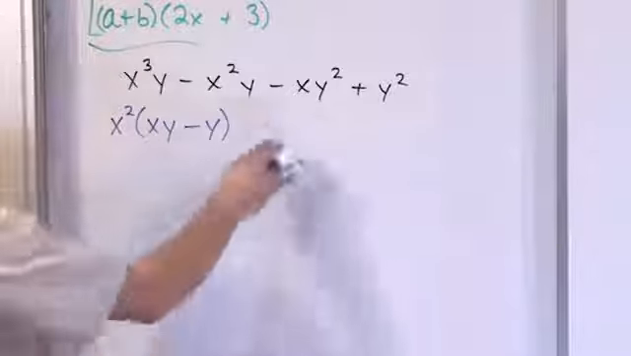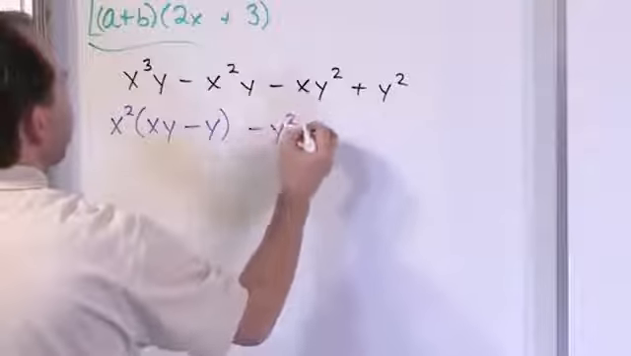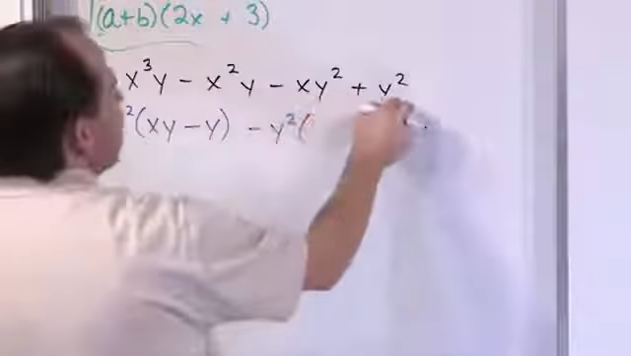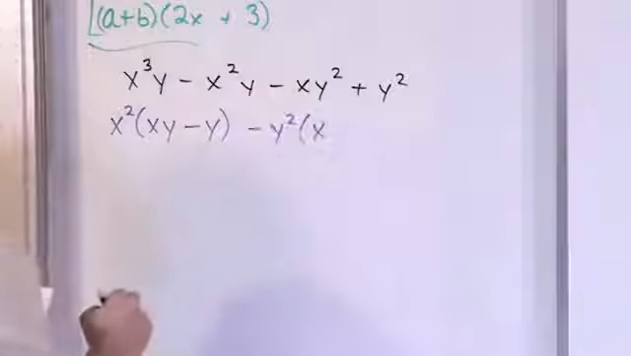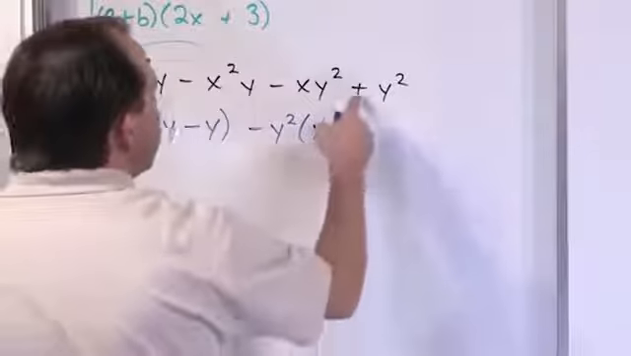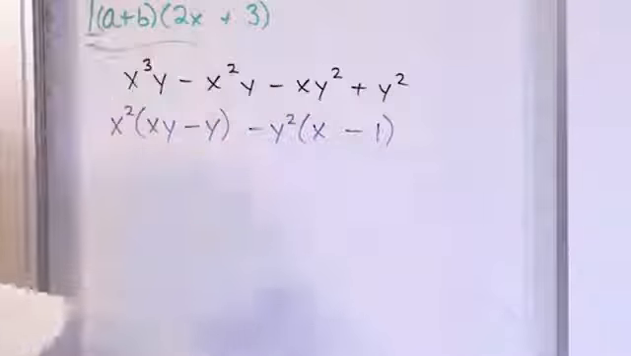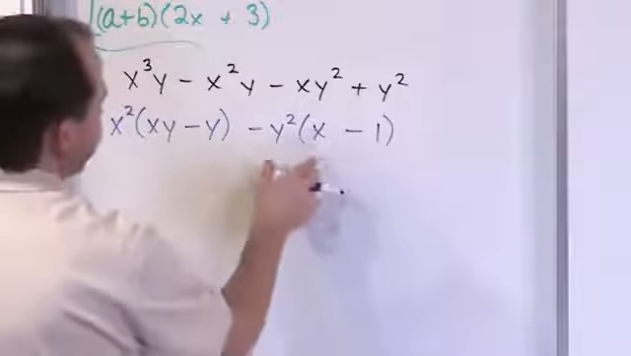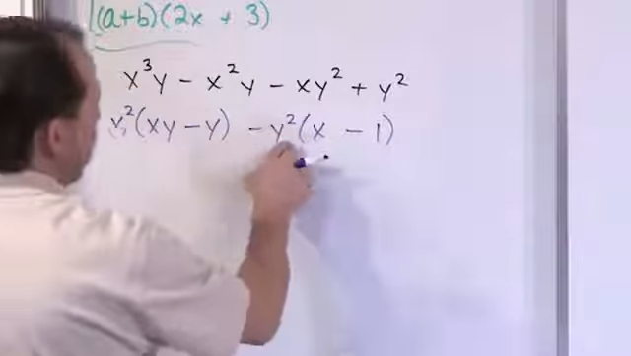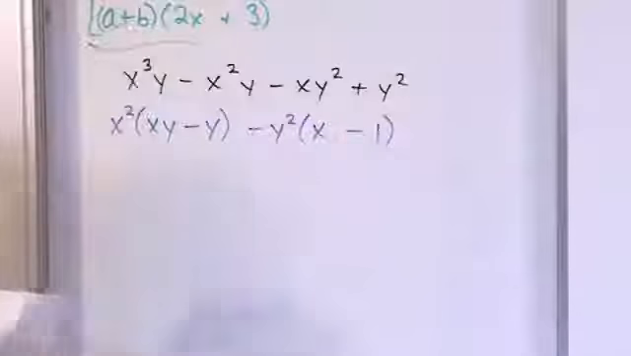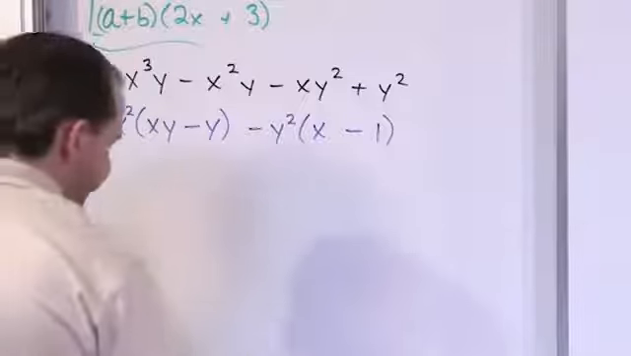And then from these last two terms, I'm going to pull out negative y squared because y squared is common to both. And so I pull out the negative version of it. On the inside, all I have is x, right? And then over here, I'm going to have minus 1. And the reason I have a minus 1 is because when you back multiply through, negative y squared x gives me this. Negative y squared times negative 1 gives me positive y squared. So I look at this and I don't think I've really made any progress.